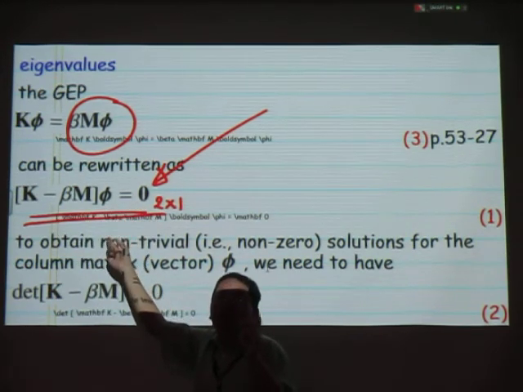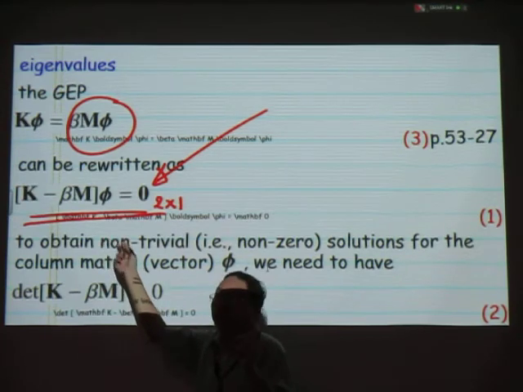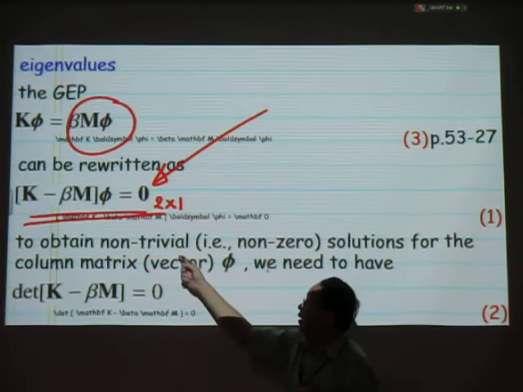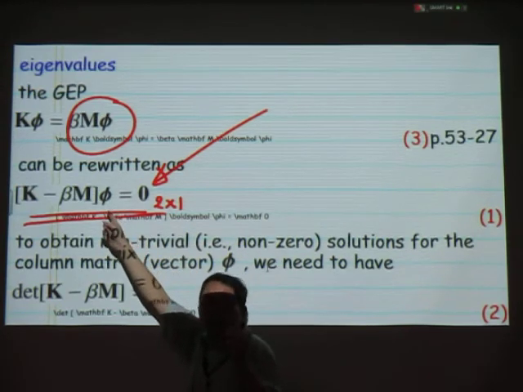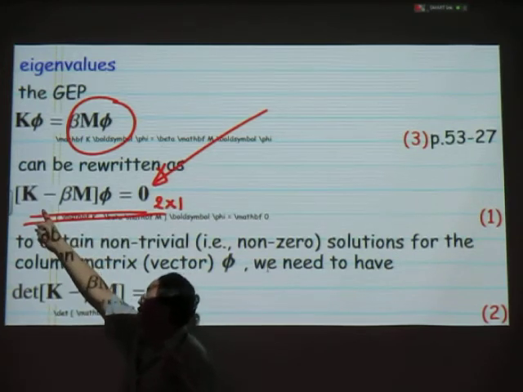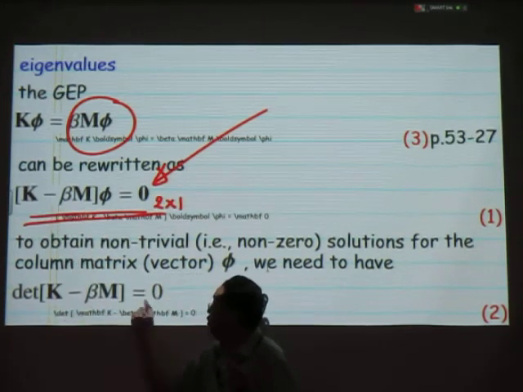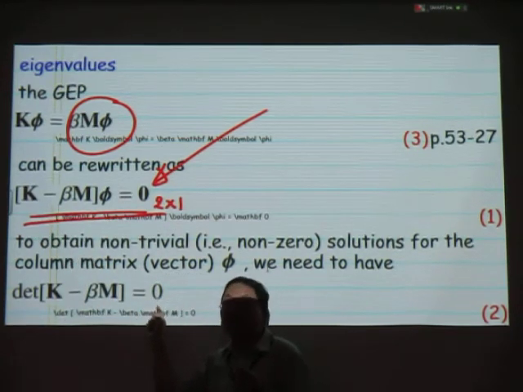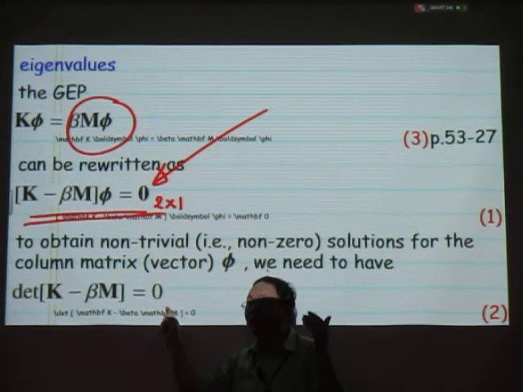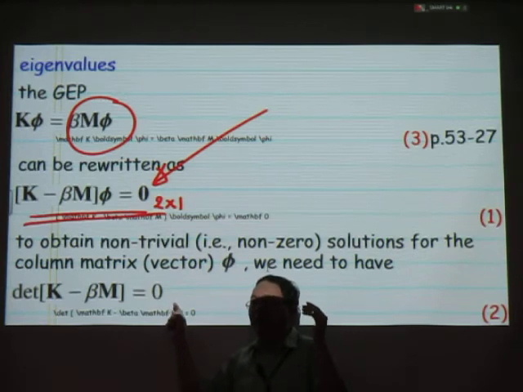So the only case that phi is not equal to 0, meaning non-trivial, for the eigenvector to be non-trivial, you want the determinant of the matrix K minus beta M to be 0. Is this 0 a scalar or a matrix? Active learning credit.